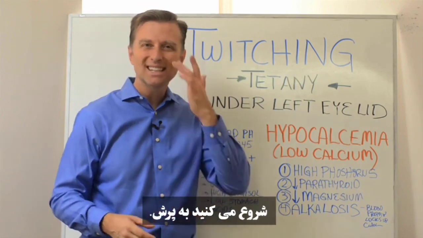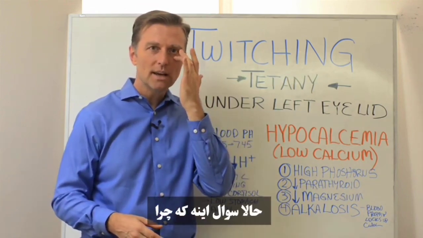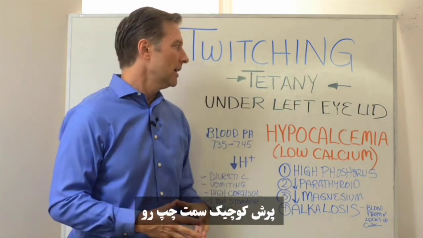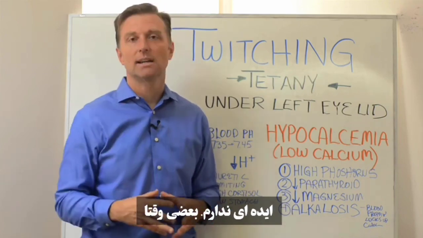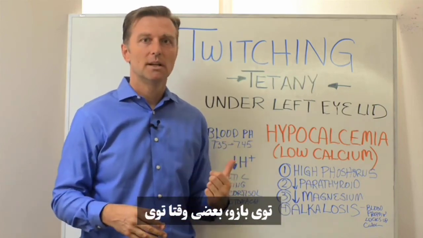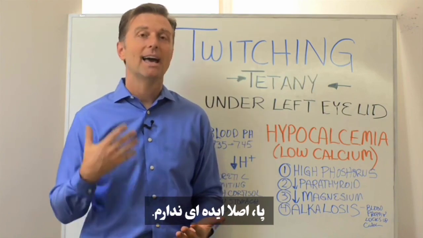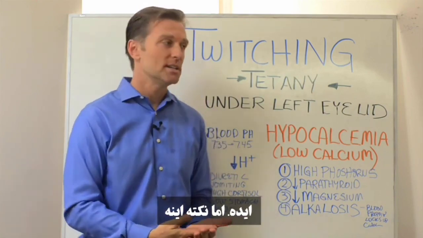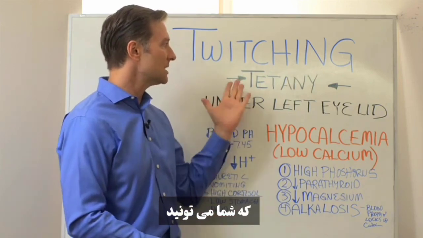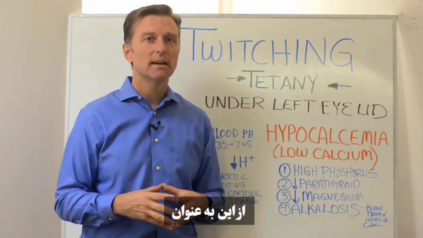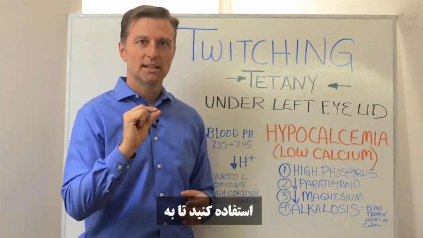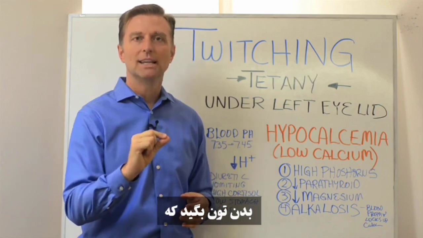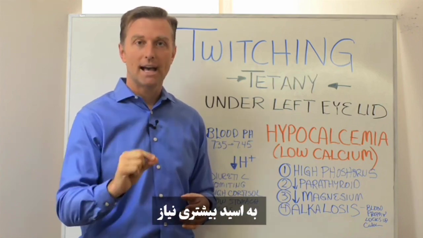Now the question is, why is it on the left? Why do you get this little left twitch right here? I don't know. I have no idea. Sometimes it's on the right side. Sometimes it's on the arm. Sometimes it's on your leg. I have no idea. But the point is that you can use this as a little red flag, a little indicator light to tell your body that you need more acid.